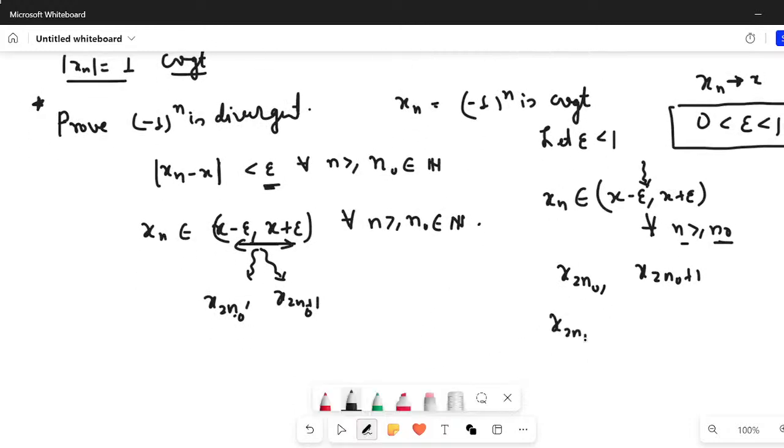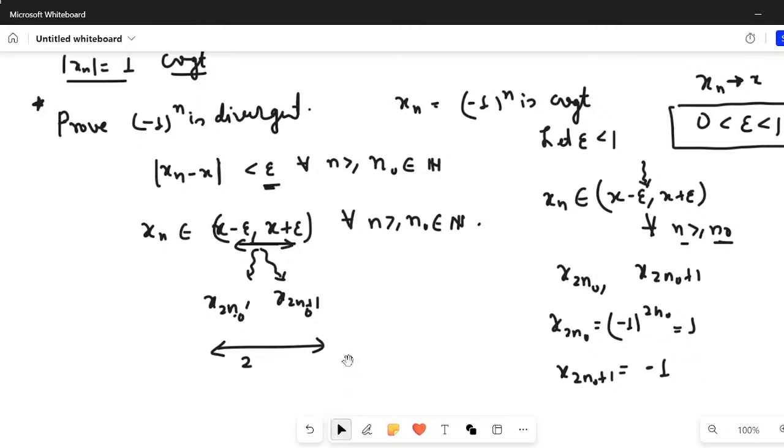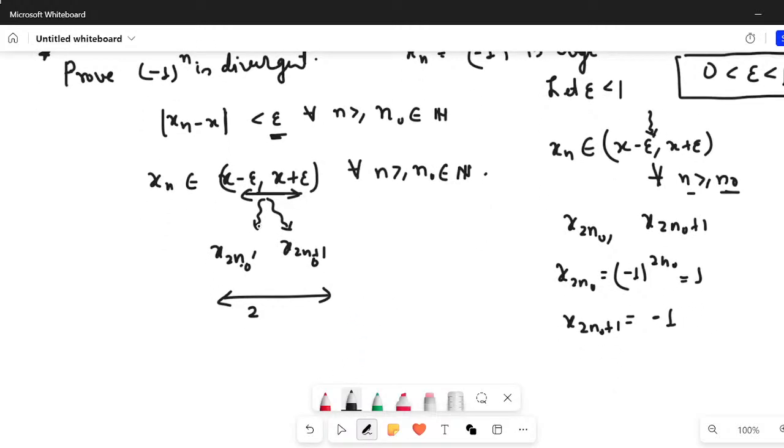What is x2n naught? x2n naught will be minus 1 raised to power 2n naught, which is simply 1. And what is x2n naught plus 1? This would be simply minus 1. So if both of them lie inside this interval, then the width of this interval should be at least 2. Because if both of them are lying inside, then the width should be at least 2. Isn't it? So what is the width of this particular thing?